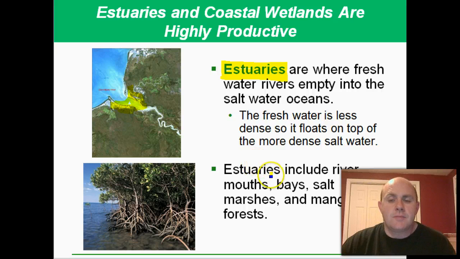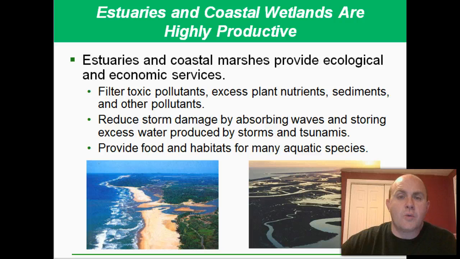And so estuaries include river mouths, bays, salt marshes, and then mangrove forests, which I mentioned were part of each other before. These are very highly productive, with a lot of biodiversity, and they play important roles in ecosystems in general. Here's a look at what they do specifically. What does a coastal marsh or an estuary do for us? Well, first of all, it filters tons of pollutants. It absorbs extra plant nutrients. It takes care of sediment problems and other pollutants. So it's kind of a sponge and a filter along the coastline, which is really important.